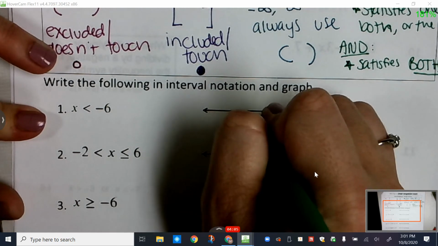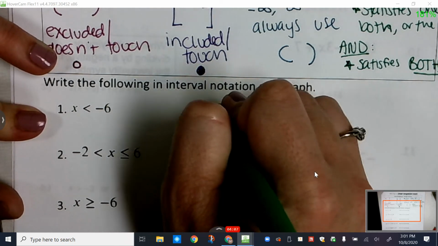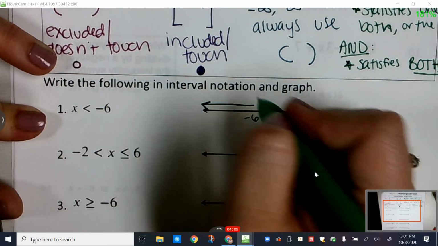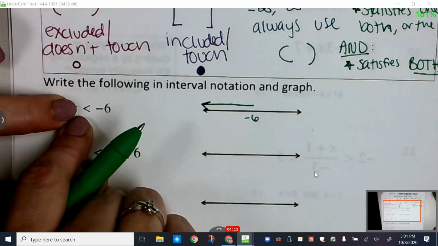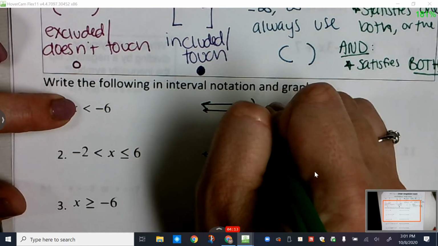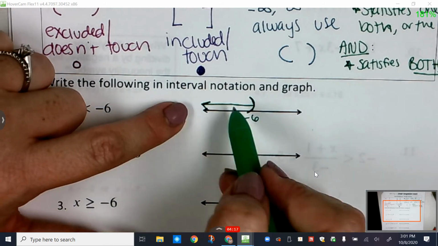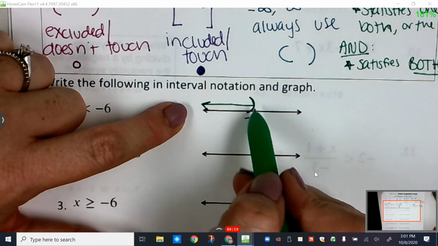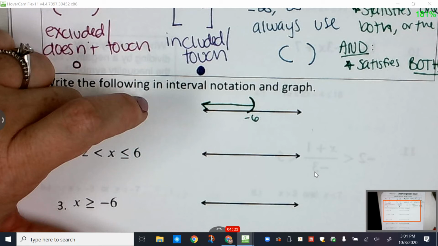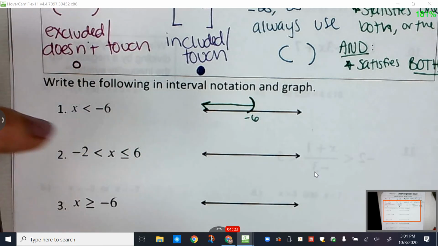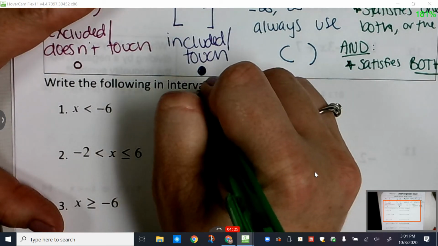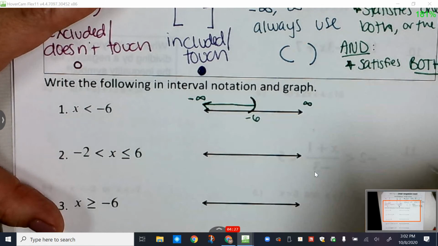So here's -6. Less is to the left. And it's less than, not equal to, so we're going to use a parentheses. It goes to the left forever, you're ending your line, so you're going to use the closed parentheses. When you go to the left forever, that's negative infinity, and when you go to the right forever, that's positive infinity.